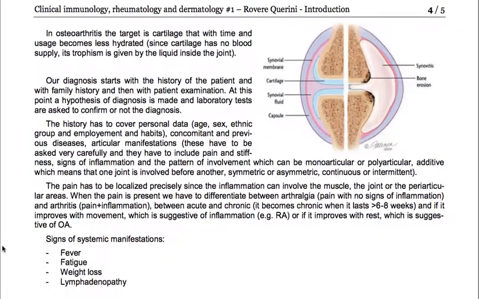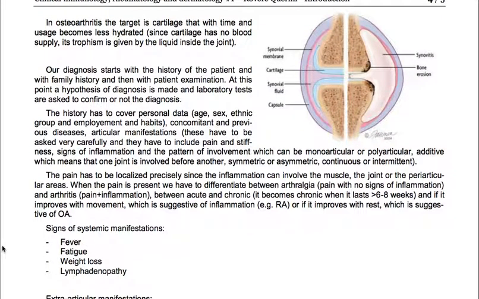In osteoarthritis, the target is cartilage, which with time and usage becomes less hydrated. Since cartilage has no blood supply, its trophism is given by the liquid inside the joint. Our diagnosis starts with the history of the patient and with family history and then patient examination. At this point, a hypothesis of diagnosis is made, and laboratory tests are asked to confirm or not the diagnosis.